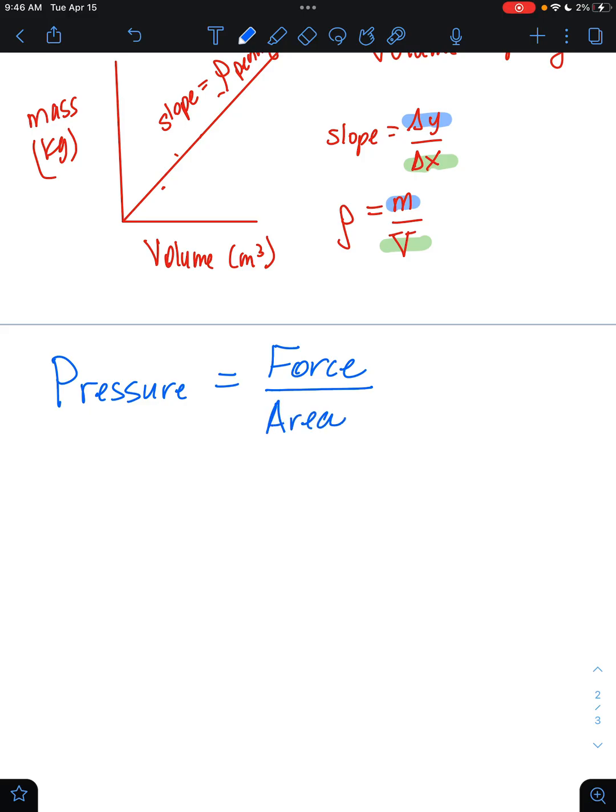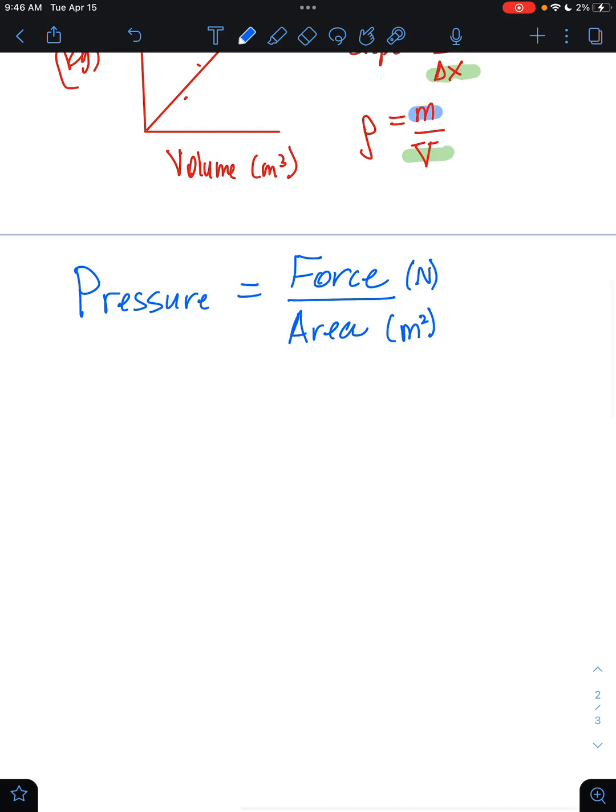So even if you have a very large force, like the whole weight of your body, if you extend that over a big, huge surface area, it's going to reduce the pressure on that area. Now, force is measured in newtons, and area is measured in meters squared. So pressure should be a newton per meter squared, and you could say that it is, but really we named it after somebody, right? So it's called a pascal. Pressure is measured in pascals.